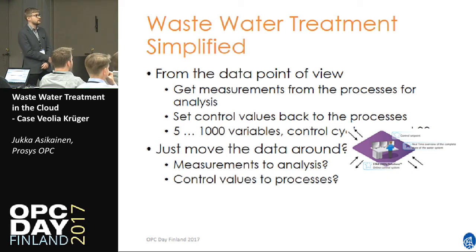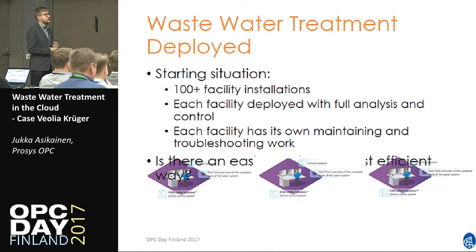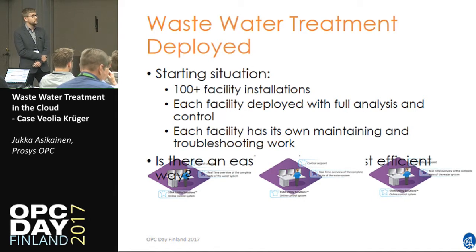And in their case, there are 500 to 1,000 variables and control cycles around 30 seconds. This sounds pretty doable, I think. But one might even ask, are there any issues here? When you deploy 100 facility installations, all with the full analysis and control systems, then it becomes quite a lot of work to maintain, upgrade, and also troubleshoot all these facilities. And for this, they approached us. And indeed, there is a more cost-efficient, easier way.